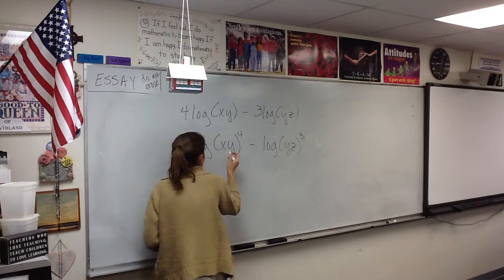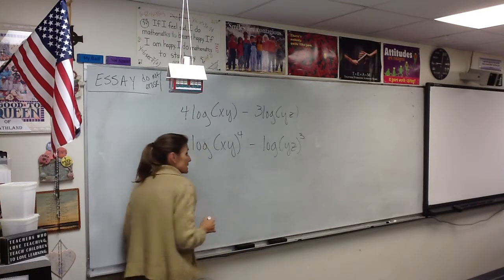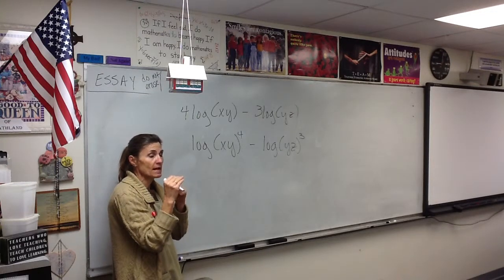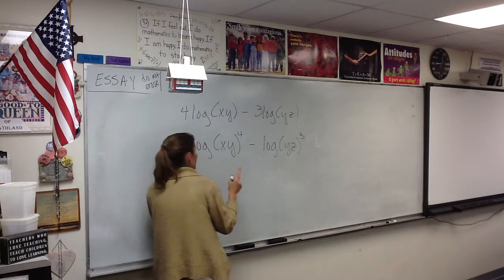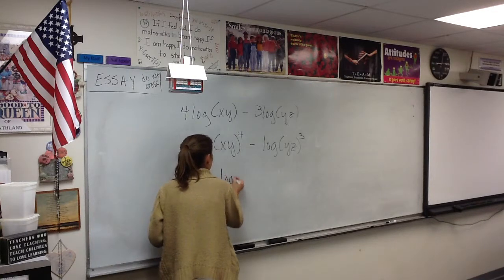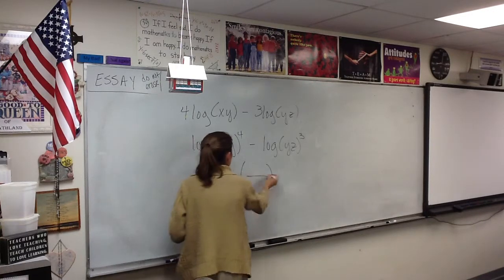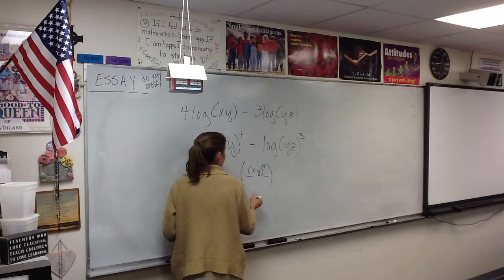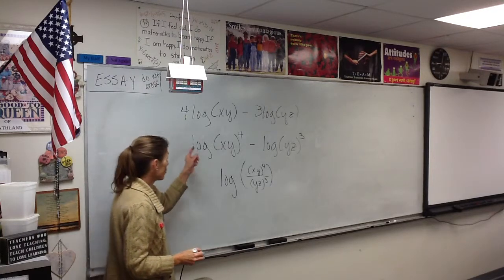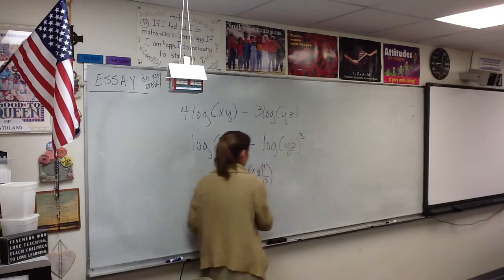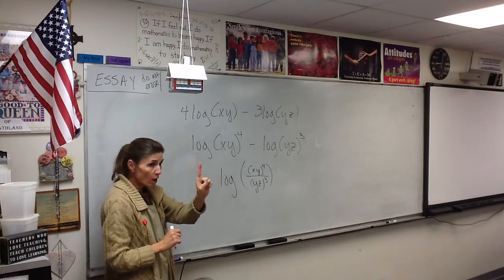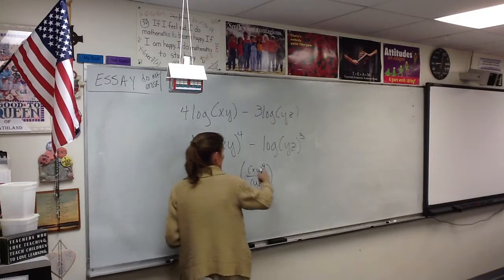Now, this is a subtraction problem. Yesterday we talked about when logarithms are subtracted, it means the numbers themselves have been divided. So you're going to write this as one logarithm. They get squished together as one logarithm. The logarithm of xy to the fourth over yz to the third. The logarithm of this divided by this. It's one logarithm. It isn't log over log. It's one logarithm.